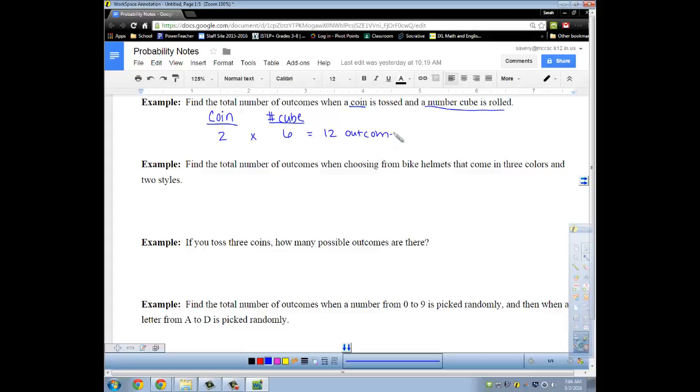So I no longer have to write out, well, okay, I could get a heads with a 1, a heads with a 2, a heads with a 3, and so on. I can just multiply my number of options together, and that'll give me the total number of outcomes, so my sample space.